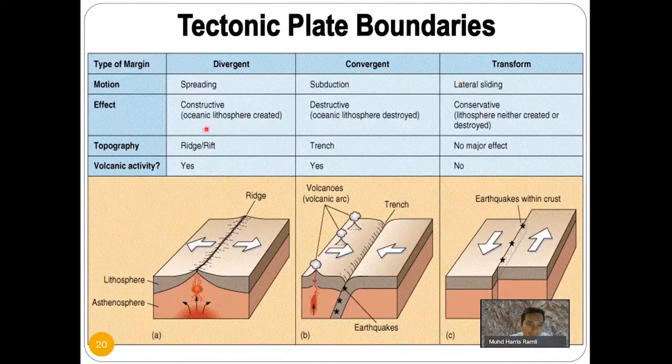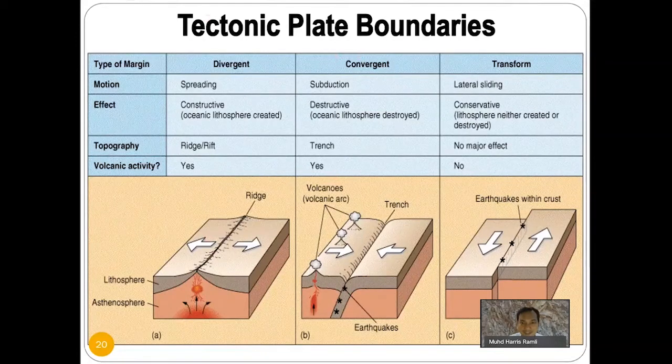Okay, so in the diverge, basically it's constructive. So oceanic lithosphere is created. Okay, topography is rich as well as reef. And volcanic activity, yes, you have volcanic activity. Why? Because as you see in the previous mantle convections, you have magma upwelling, right? Okay, so that is diverge.